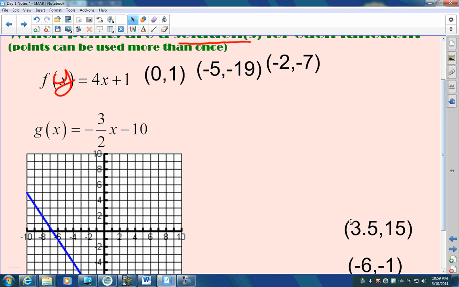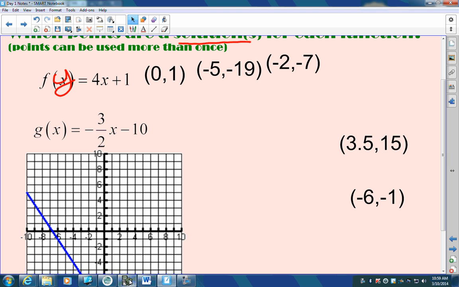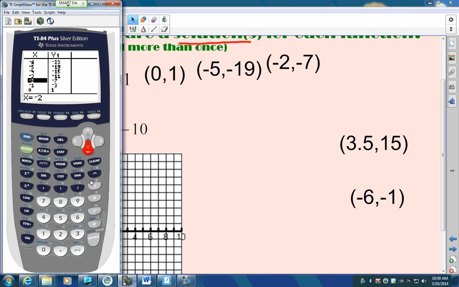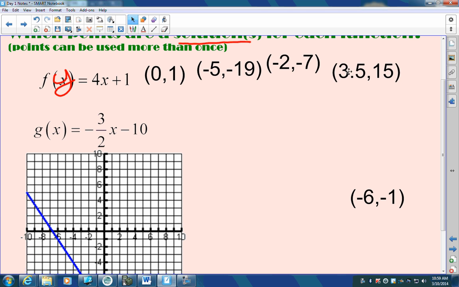Let me move this up. Now, what about the one that says 3.5? I don't see 3.5 anywhere on here. I don't see any decimals. So we need to remember how to do that. Go to second window, which is your table set. Let's put in there our x number, 3.5, and then press second graph. Now, is (3.5, 15) in there? Yes, it is.